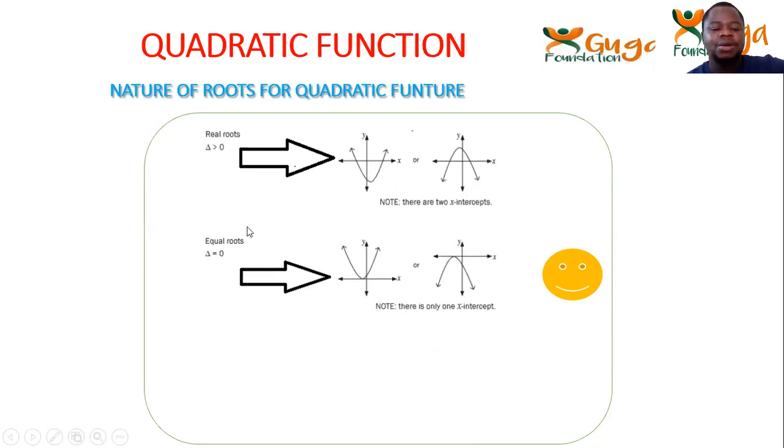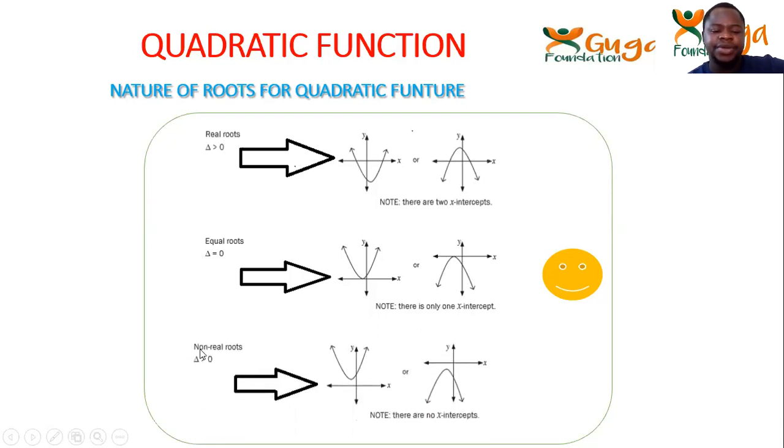Okay, now let's look at equal roots. That's whereby your graph has only one x-intercept. It's just touching your x-axis once, whether it's a happy or sad face. Okay, now we've got non-real roots. Here I said roots, they are x-intercepts. So non-real roots means that you don't have an x-intercept. You don't have roots, so your graph is not rooted. Whether it's happy or sad, your graph is not touching the x-axis. So you can find a graph like this, right?